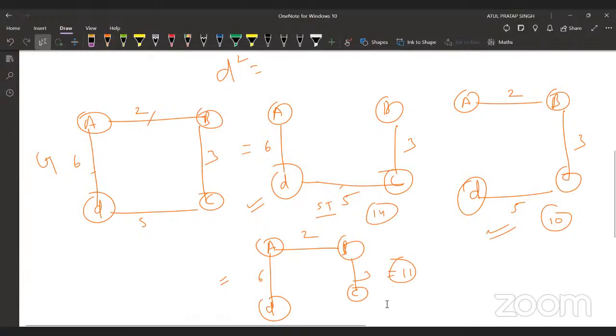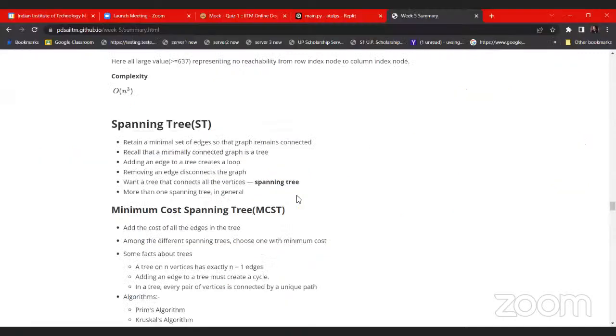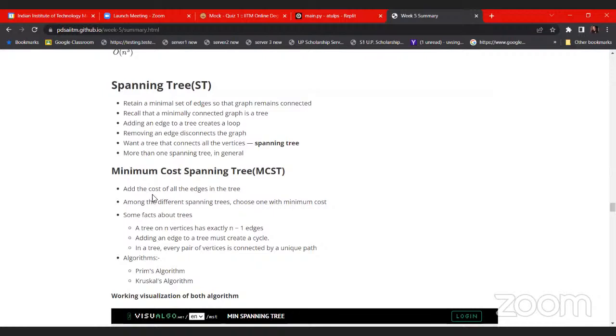So this is called the minimum spanning tree. Minimum cost spanning tree: add the cost of all the edges in the tree. Among the different spanning trees, choose the one with minimum cost. So out of all the spanning trees, we will choose the minimum cost spanning tree.